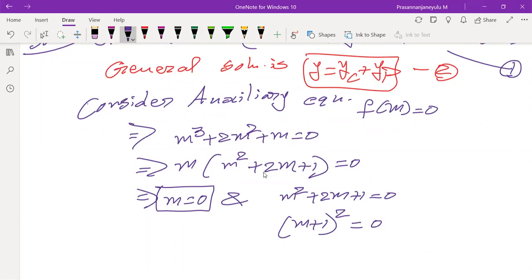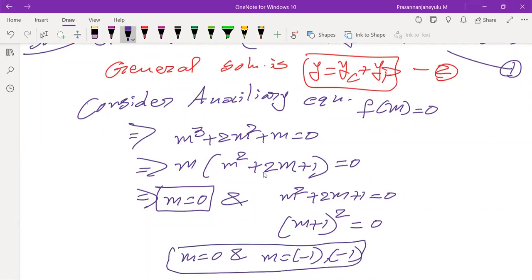So what are the values of m? We get minus 1, minus 1. So finally m equals 0 and m equals minus 1, minus 1. Why am I telling you to put m equals 0 in a box? Wherever you get an m value, put it in the box.